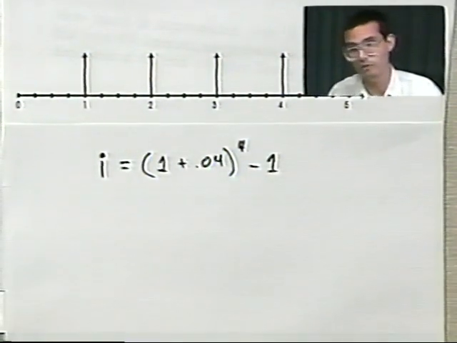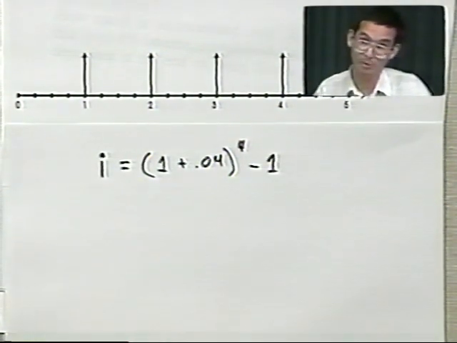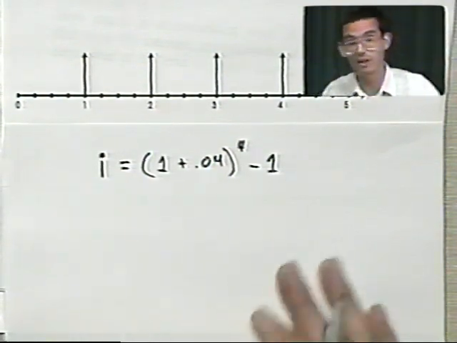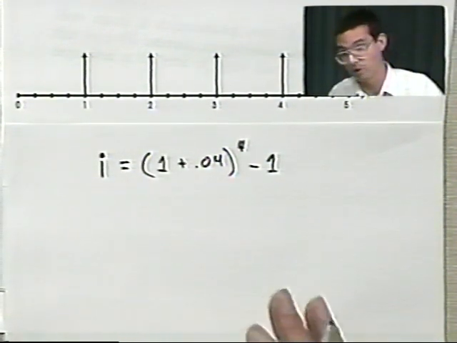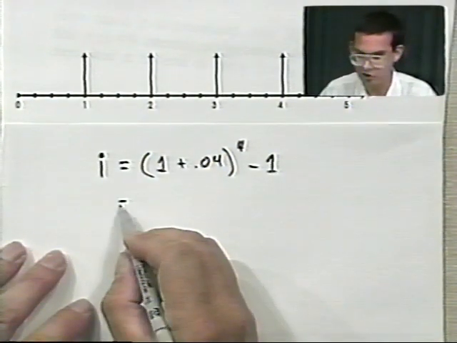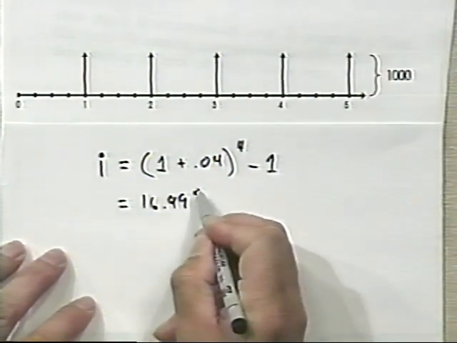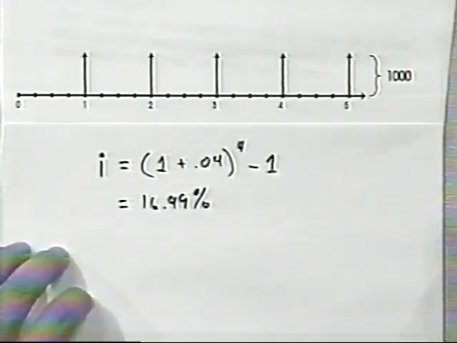So I'm using our effective interest rate formula, but in a way different from what it was developed for. It was developed for small periods within a year. Here I'm using it for years within a period larger than the year. The mathematics is the same either way. And then working this through gives us the effective interest rate of 16.99% for our 4-year period.